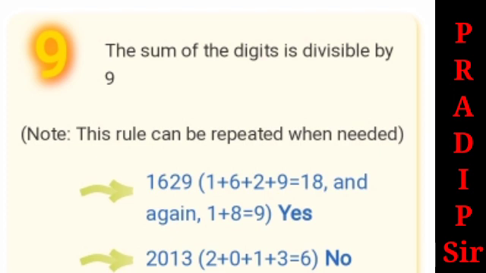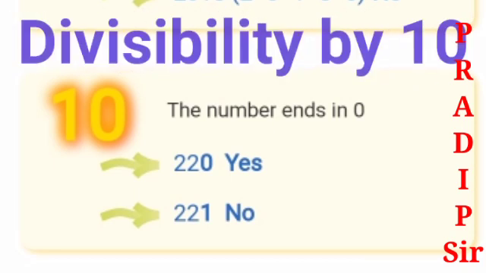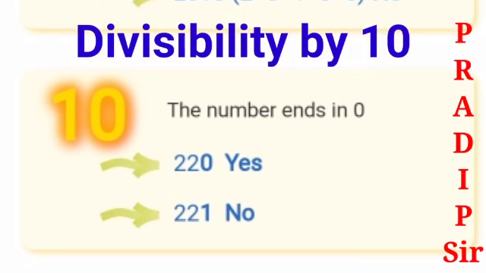So this is the process to test whether a number is divisible by 9 or not, and then is the divisibility of a number by 10. A number will be divisible by 10. The only condition is that the number ends in 0.